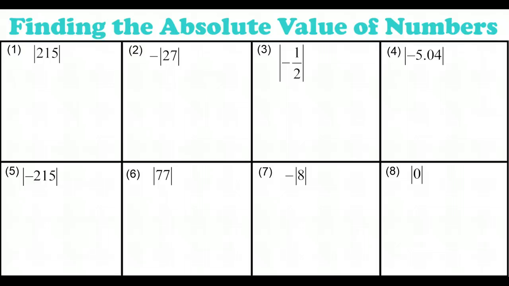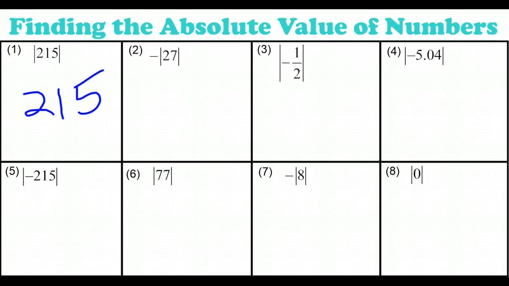So let's go through these pretty quick. 215 is just a distance of 215 on the number line from 0. 27 is a distance of 27 on the number line. But the negative sign is referring to the absolute value. It's not inside the absolute value, so the distance is 27, but we keep the negative sign because it is outside the absolute value. It becomes the negative of the absolute value.